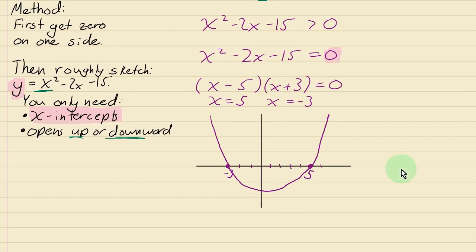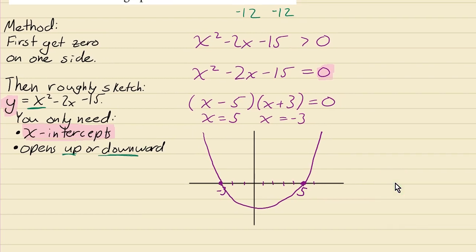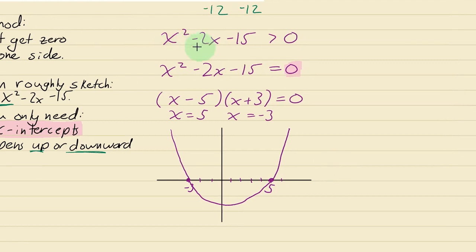So now why does that help you answer the question? Well, because if we're trying to solve this thing, on the graph, x squared minus 2x minus 15 is the same thing as y. So you can rephrase this question as what values of x make y greater than 0? Because, of course, y and x squared minus 2x minus 15 are the same thing. So what x makes y greater than 0?